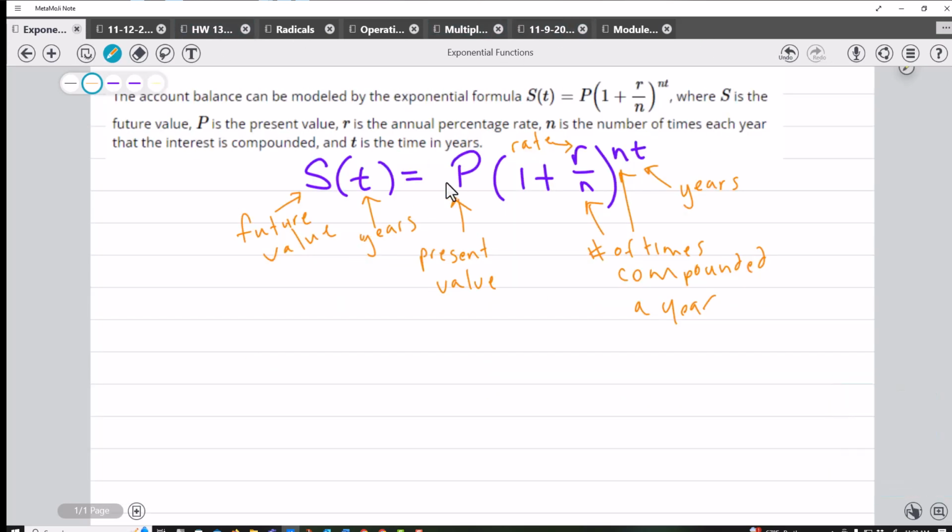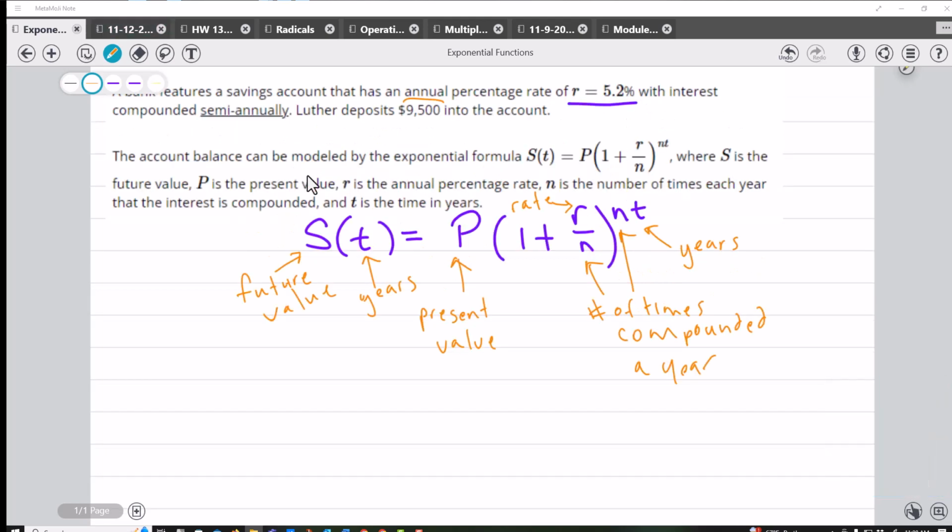All right, so we've got everything that we need here. In this case, my P, so let's rewrite this as a formula: S(t) equals, my P is 9,500. We'll just start with that. So my 9,500 is my P, my present value.